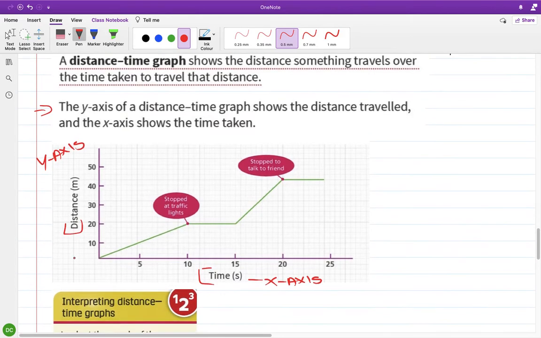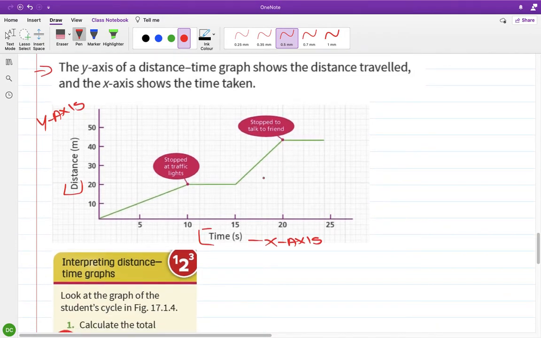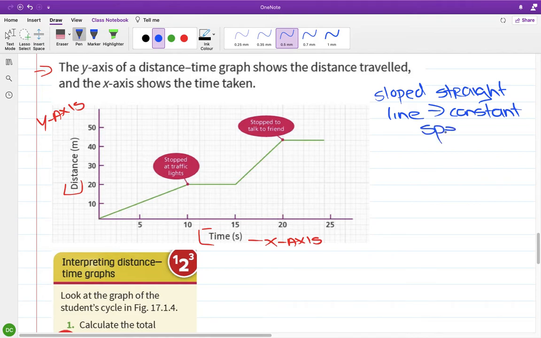Okay, so they've done this little graph here. It's a bit of a funny graph. It goes up here with a nice slope, and then it flattens out, and then you have another slope, and then it flattens out. It will go on to talk about it, but essentially, if you have a sloped straight line, that's where the object is moving at a constant speed. So this part here, there's a slope to it and it's a straight line, and this part here, there's a slope to it and it's a straight line.